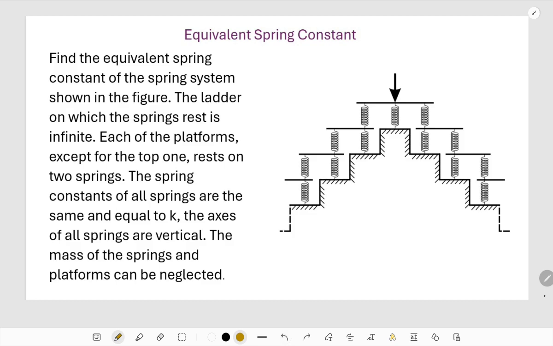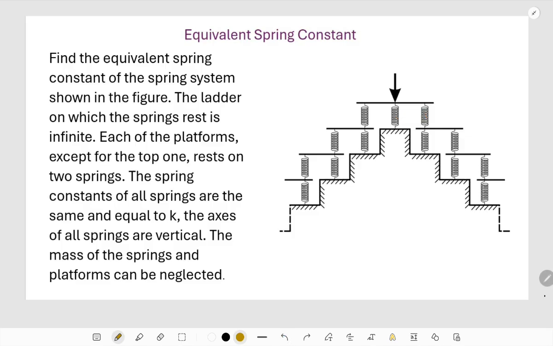And each of the platforms except the top one rests on two springs. The first one rests on three springs, and the rest of the platforms rest on two springs only, as you can see here.